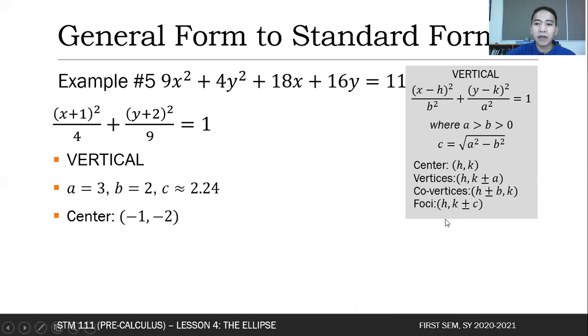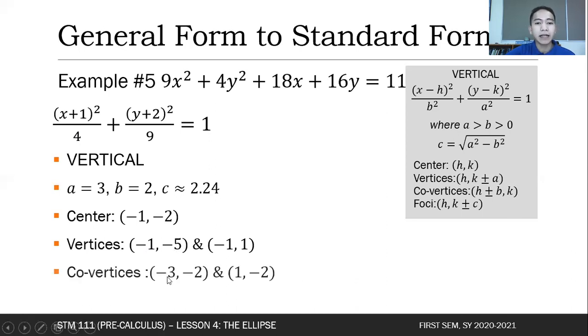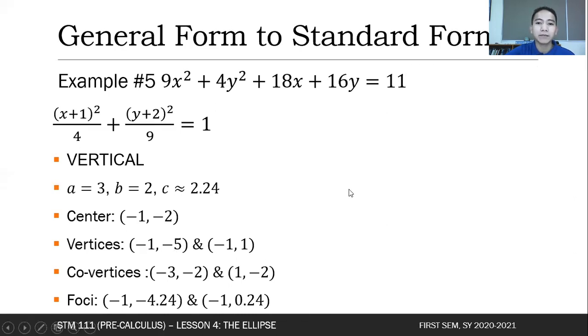And apply these formulas here for HK plus minus A for the vertices, and you will have the vertices at negative 1 and negative 5, and negative 1 and 1. The covertices will be at negative 3 and negative 2, and 1 and negative 2. And your foci would be at negative 1 and 4, negative 4.24, and negative 1 and 0.24. Yeah, etong mga points na kailangan natin for graphing, we can prepare the Cartesian plane.